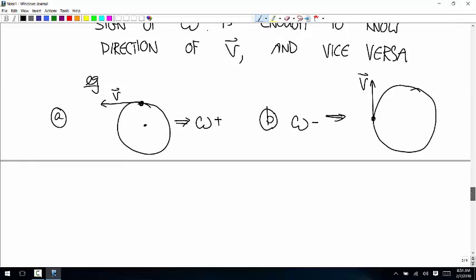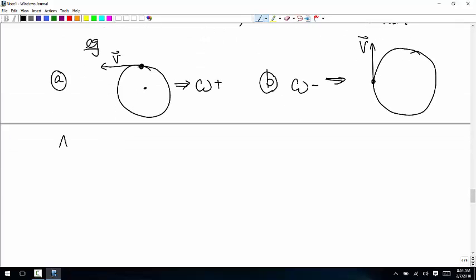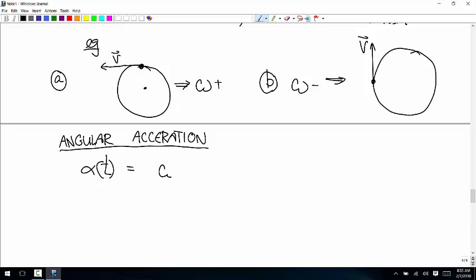And now the angular acceleration. Alpha, as a function of time, is the time derivative of omega as a function of time. And it's the second time derivative of theta as a function of time.